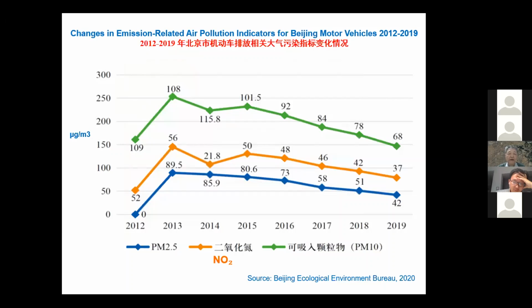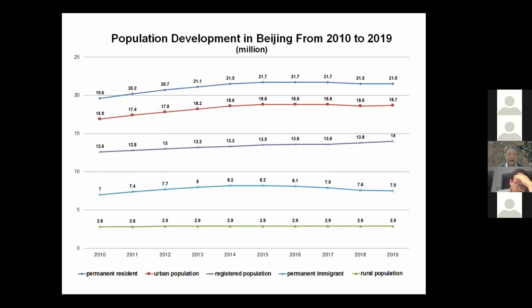And if we look at the changes in emission-related air pollution indicators for Beijing motor vehicles in about the last 10 years, we see that PM2.5, PM10, and NO2 have all been reduced a lot. The data is maybe useful from 2013, and they reduced step by step according to the Beijing Ecological Environmental Bureau report. And the population in this period still continued to increase.